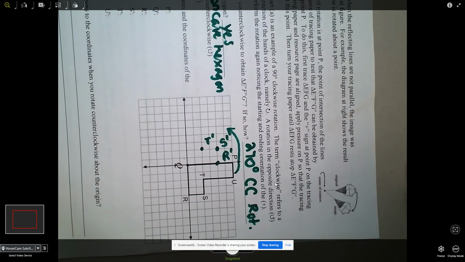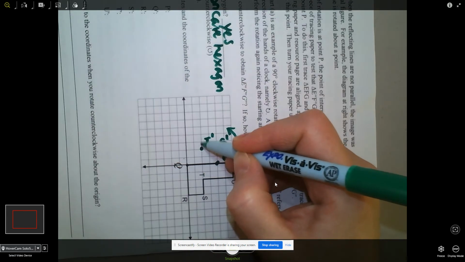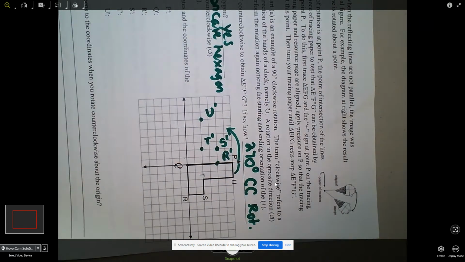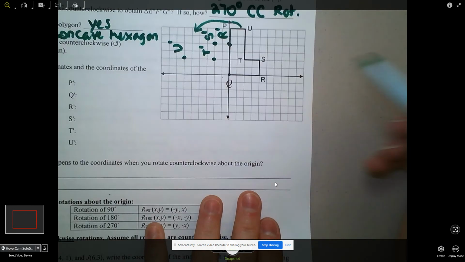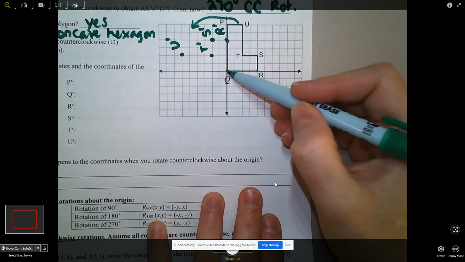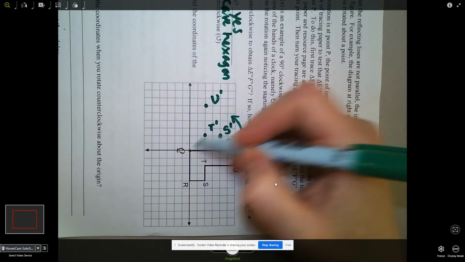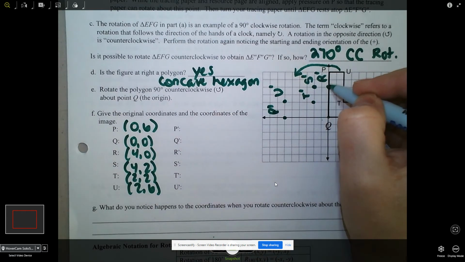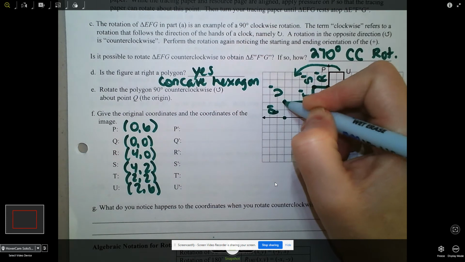Rotate my paper. Right 2, 1, 2, 3, 4, 5, 6, up. Hopefully at this point you can start to see that boot shape or L shape forming. And to get to P is just straight up 6. So when I rotate my paper and I go straight up 6, I am here. And you'll notice that Q is not going to move because Q is actually on the origin. So my image is going to be the L shape.